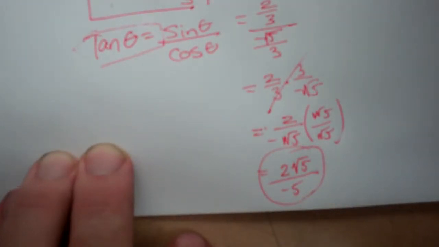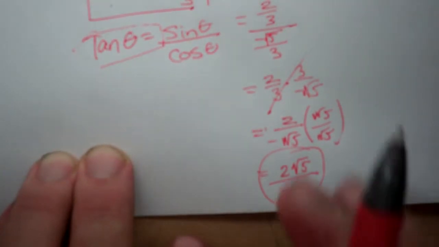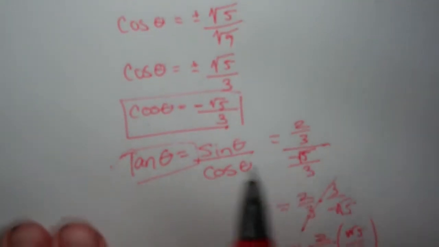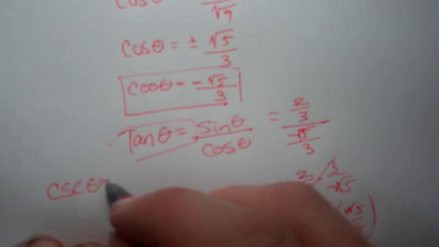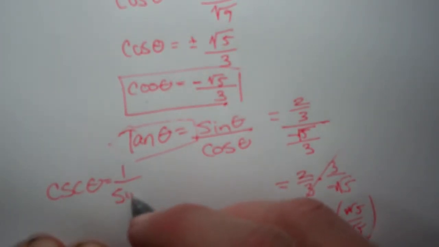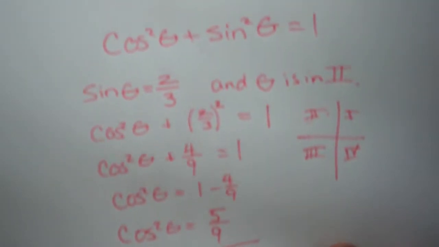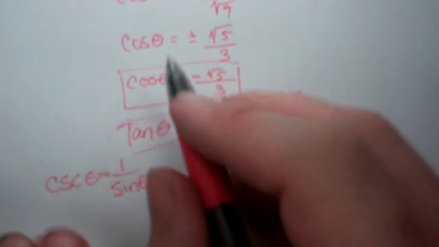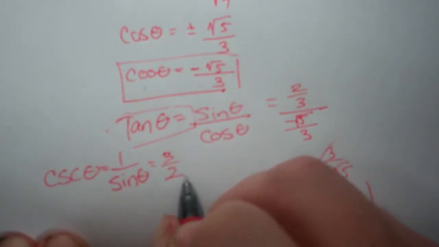What would you do to get the secant, the cosecant, and the cotangent? Well, those will be even easier. All you have to do is take the reciprocals. I'll do a couple of them just so you can see. The cosecant of theta is the same thing as 1 over the sine of theta. That's just the reciprocal of the sine. What was the sine? Well, the sine was 2/3. The reciprocal of that is 3/2. So the cosecant of theta is 3/2.